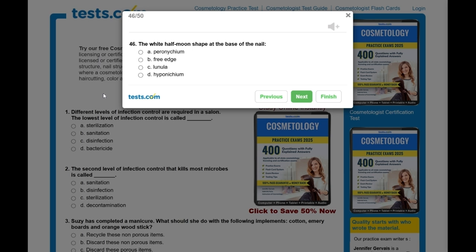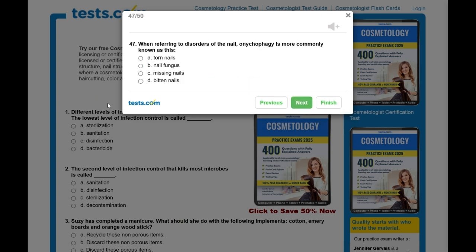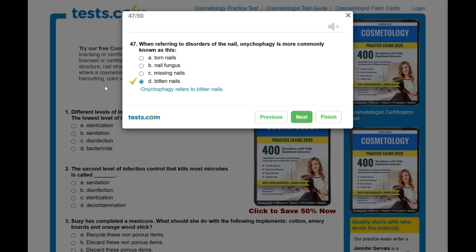Question 46. The white half-moon shape at the base of the nail. A. Perineum. B. Free edge. C. Lunula. D. Hyponychium. C. Lunula. The white half-moon shape at the base of the nail is the lunula. Question 47. When referring to disorders of the nail, onychophagy is more commonly known as this: A. Torn nails. B. Nail fungus. C. Missing nails. D. Bitten nails. D. Bitten nails. Onychophagy refers to bitten nails.